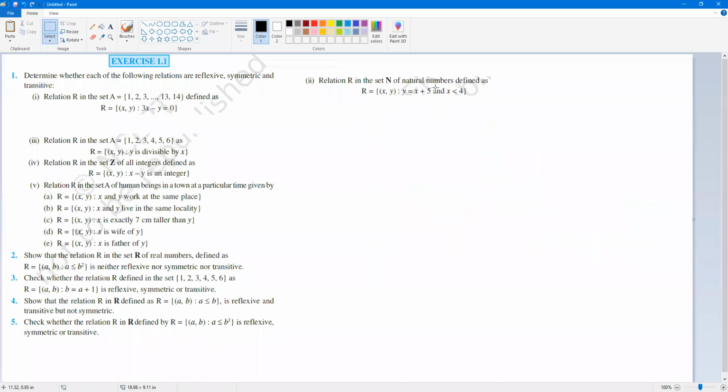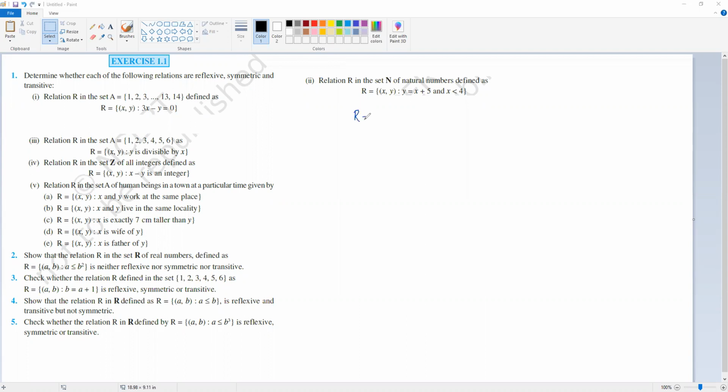ओके. Relation on a set of natural numbers. सो नेचुरल नंबर्स का रिलेशन है. It is defined like this, सभी ordered pairs (x, y) such that y = x + 5, x < 4. सो x का वैल्यू हो सकता है 1, 2, 3. 1 भी आ सकते हैं ना, less than 4, नेचुरल नंबर में 1 भी आते हैं. सो x को 1 देंगे तो y = 1 + 5 = 6, x को 2 दे देंगे तो 2 + 5 = 7, x को 3 दे देंगे तो 3 + 5 = 8.